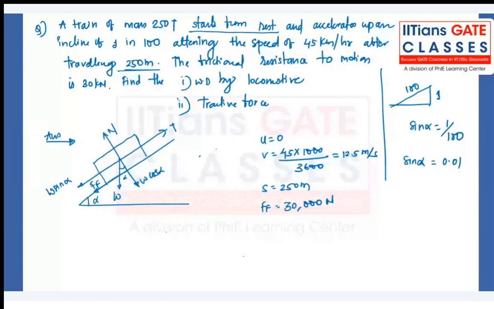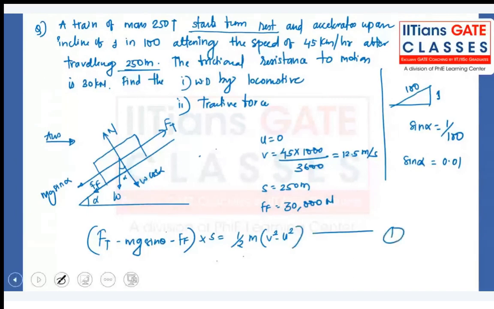Okay, so if you apply the work energy principle, work done is equal to change in kinetic energy. How much work exactly is causing this change in kinetic energy is this traction force, or Ft. Let's call it as Ft, tractive force, minus mg sin theta, W sin theta component, and minus frictional force. This is the force which is causing a displacement of s for change in the kinetic energy of this, half of mv square minus half of mu square.